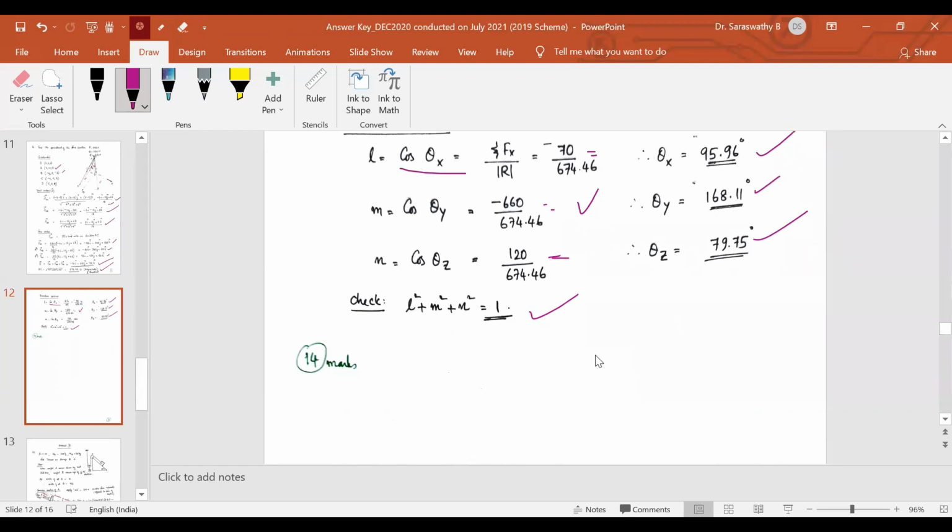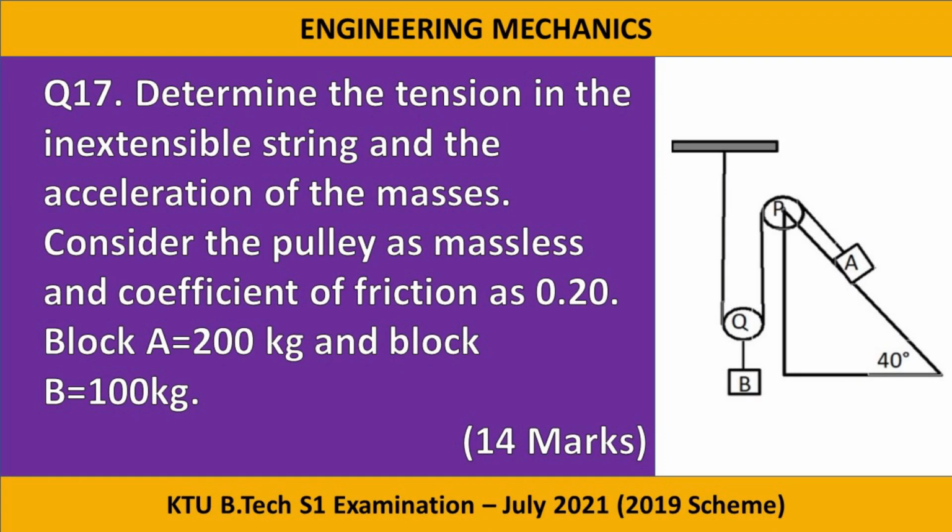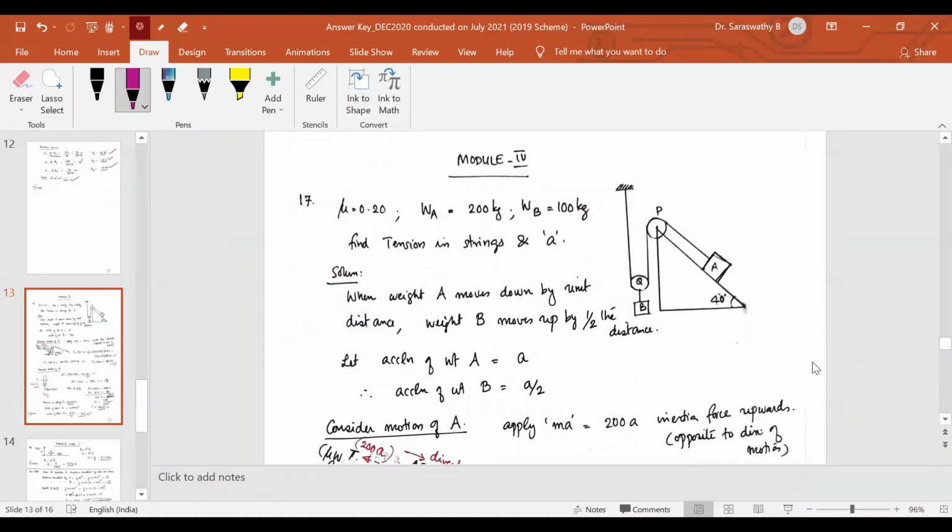Next, I am passing on to dynamics, module 4, question 17, carrying 14 marks. Determine the tension in the inextensible string and the acceleration of the masses. Consider the pulley as massless and the coefficient of friction 0.2. Block A is 200 kilogram and block B is 100 kilogram. It is also a repeatedly asked university question. It is there in the previous question papers also, with some changes in the numerical values only.